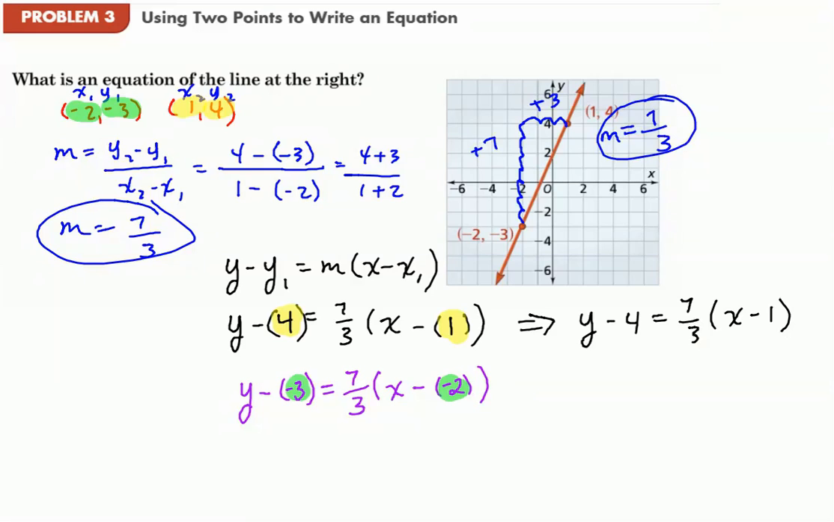And then I can simplify this, and I'm going to get y, and then you have 2 negatives. Negative times negative is a positive. This is really y plus 3 equals 7/3 times x. And again, negative times a negative turns that -2 into a +2. So either of the 2 points would give you the equation of the line. Both of the answers are correct.